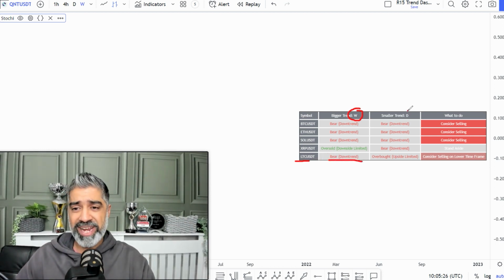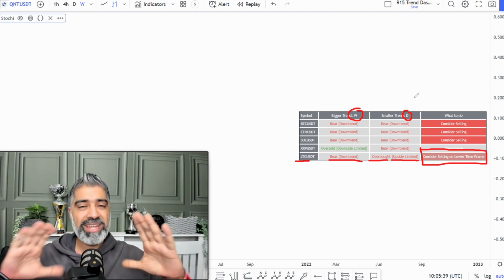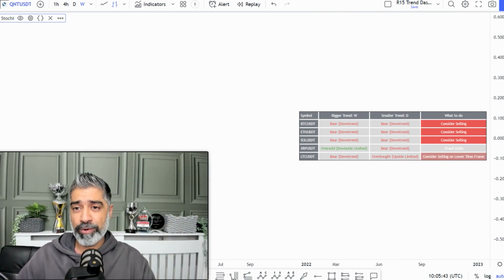We've got the daily trend, which is overbought. And what that tells me is that the upside is limited and we should consider selling on a lower time frame. In other words, we can go to a lower time frame, the daily chart, and see if there's a nice setup. So we're going to use this information and pull up a chart of Litecoin.